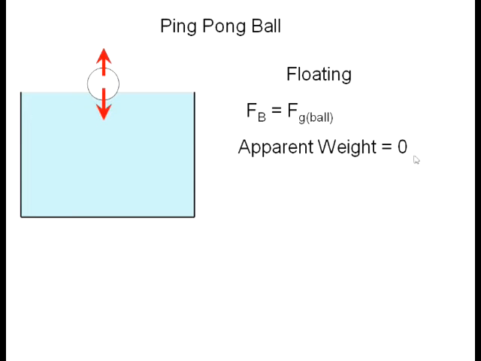Our apparent weight ends up being 0 because the difference between two things that are equal would be 0. So for an object that's floating, the apparent weight is 0, and that means the buoyant force is equal to the weight of the object itself. Now that's only when it's floating. If you push the object under, volume underneath increases, and that increases the buoyant force.